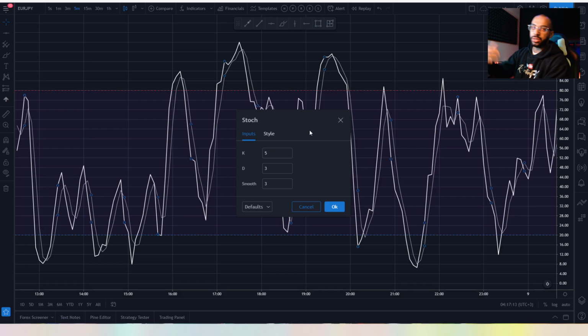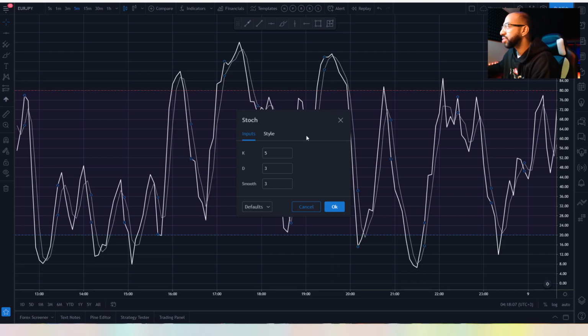So when we're talking about the stochastic, what the stochastic is, check this out. I don't want to get it wrong. I want to make sure I'm giving you guys the right information. So the term stochastic refers to a point of a current price in relation to the price range over a period of time. So we're looking at the current price in relation to its price range over a period of time.